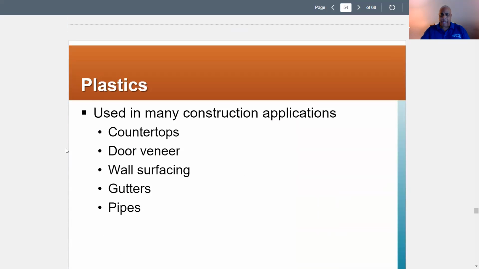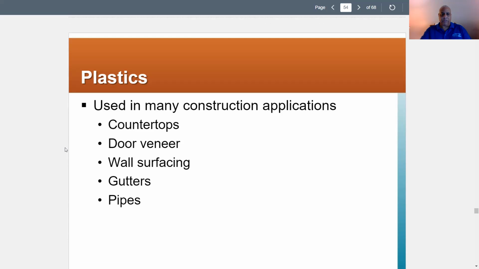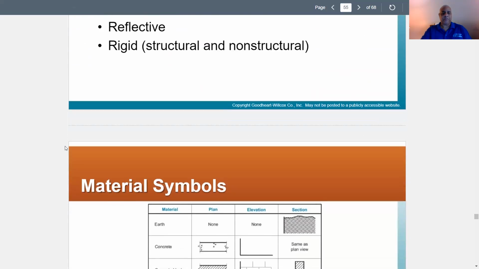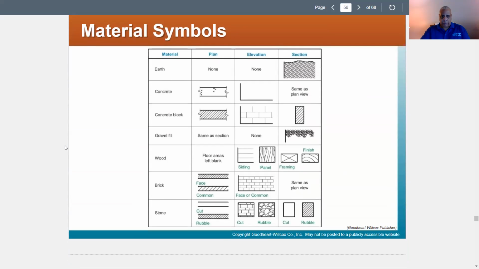Plastics are used in many construction applications: your countertops, door veneers, wall surfacing, gutters, and pipes. Insulation is used to reduce heat transmission. R-value measures resistance to heat transfer. Insulation is classified as flexible, loose fill, reflective, rigid, which is structural, and non-structural. Of course, here are your symbols.